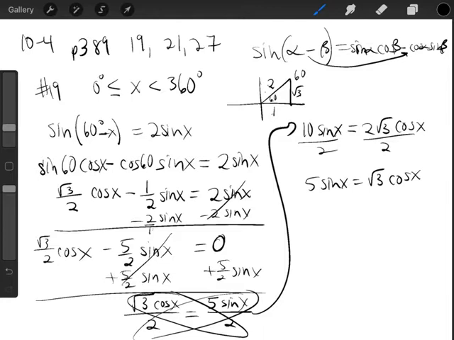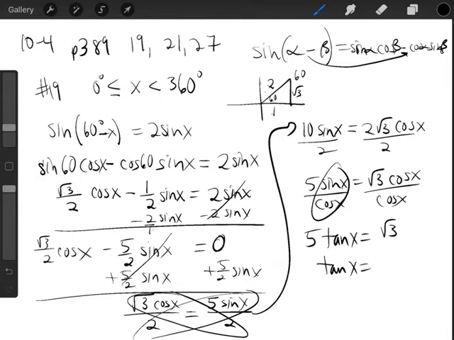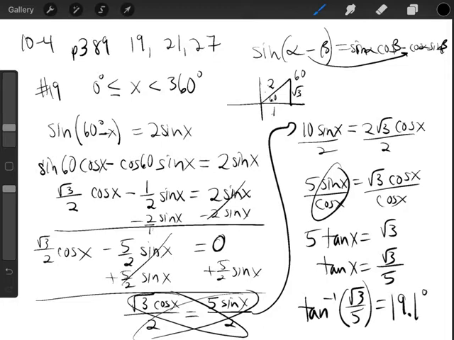And I'm going to divide both sides by cosine of x so that I can change this into tangent. So tangent of x is equal to the square root of 3 divided by 5. So this is what I'm going to look at, and I'm going to take the inverse of this, and I know that tangent is positive in 2 places. So take out your calculator, make sure you're in degrees, and you get approximately 19.1 degrees.